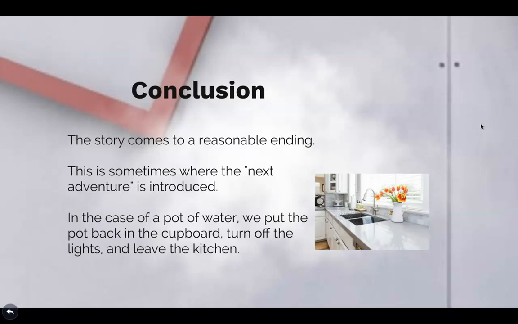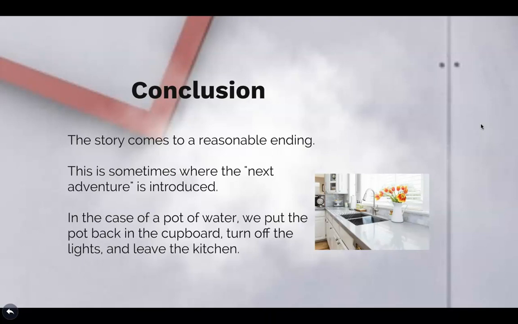In modern literature, if we're talking about a series, a trilogy or so, often this is where they will introduce the next adventure. And this is when we take that pot of water off the stove, we've cleaned up the kitchen, we've turned off the lights, and we've finished everything having to do with it. We are now done. So that's how we track the 5 main elements of a story.